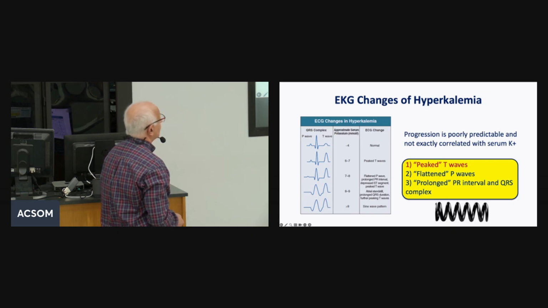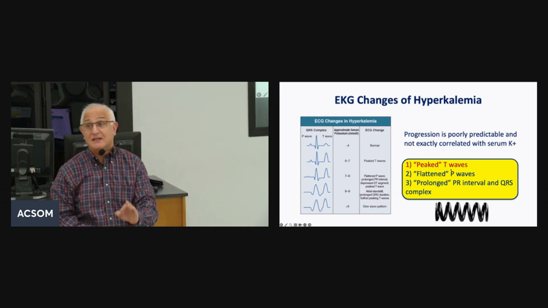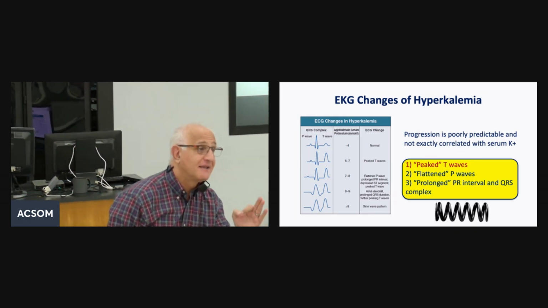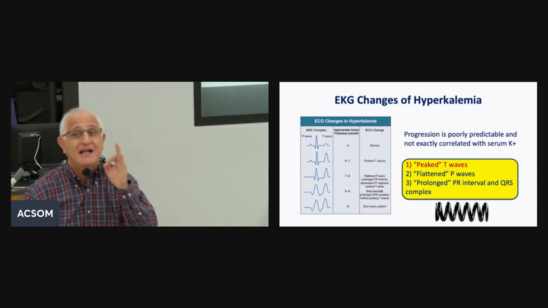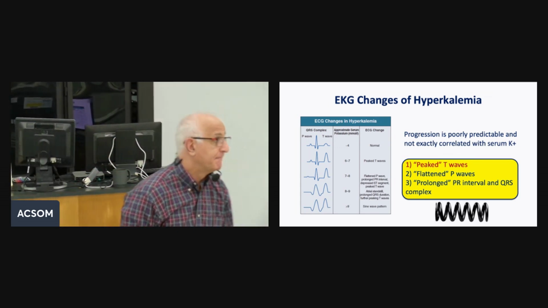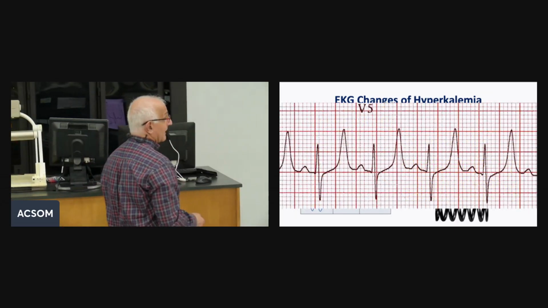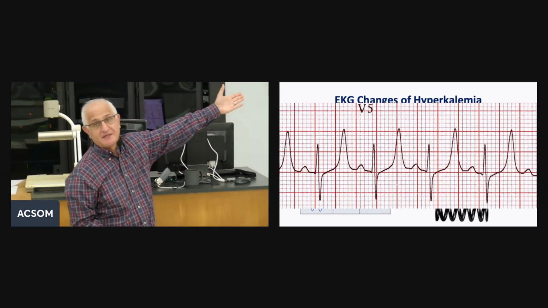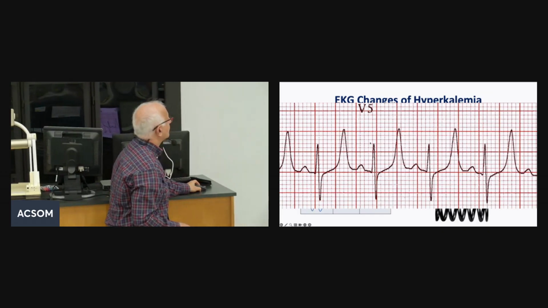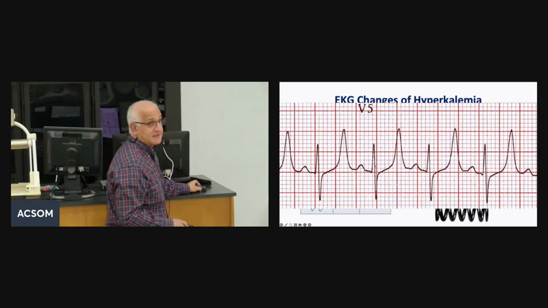Flattened P and the prolonged PR also important. But peak T waves, I put it in red so you tattoo it in your brain. Peaked T waves are a sign of hyperkalemia, the very first sign. Even a nephrologist will jump when it sees this. Look at this. These T waves are higher than the QRS. This patient probably has a potassium of 8, 9.